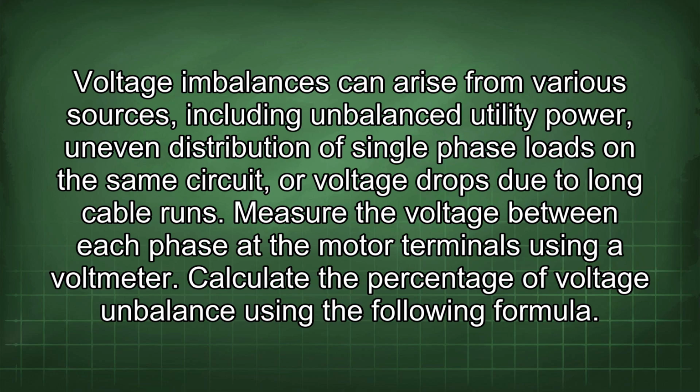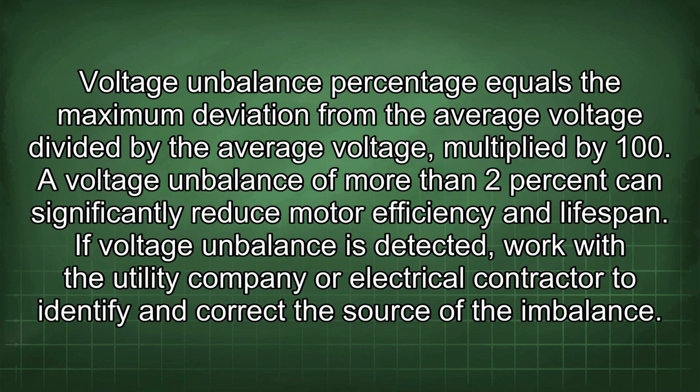Measure the voltage between each phase at the motor terminals using a voltmeter. Calculate the percentage of voltage unbalance using the following formula. Voltage unbalance percentage equals the maximum deviation from the average voltage divided by the average voltage multiplied by 100. A voltage imbalance of more than 2% can significantly reduce motor efficiency and lifespan. If voltage imbalance is detected, work with the utility company or electrical contractor to identify and correct the source of the imbalance.